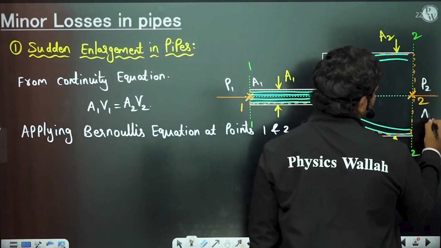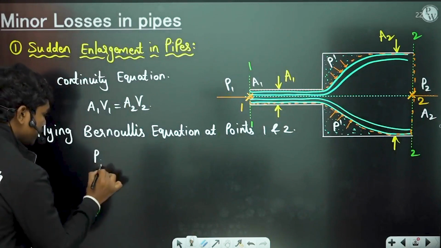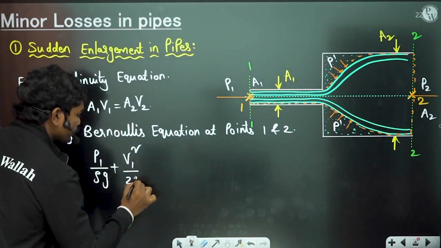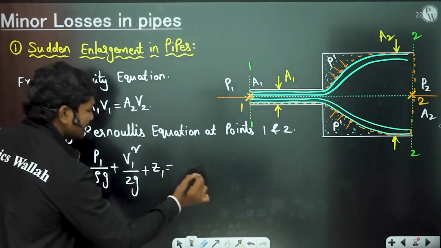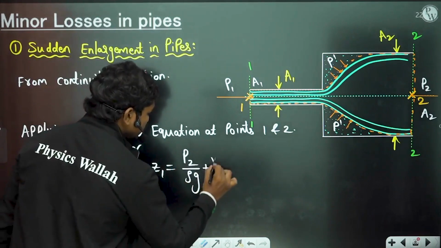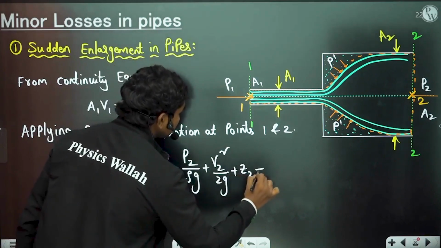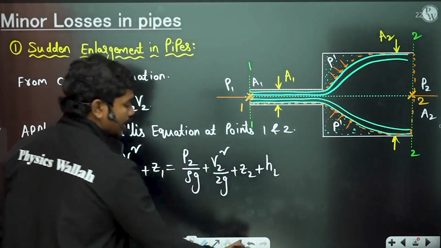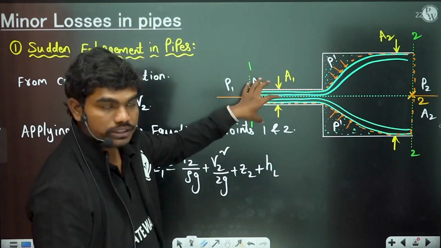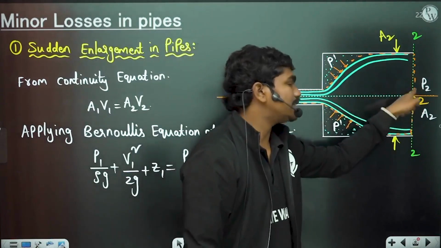Okay, now if you apply Bernoulli's equation, we have P1 by rho g plus V1 square by 2g plus Z1 is equal to P2 by rho g plus V2 square by 2g plus Z2 plus some loss which is due to this sudden enlargement. So this is the loss. How have we written this? Total energy of the fluid at this location should be equal to the losses that happened plus the total energy available at this location. Correct?